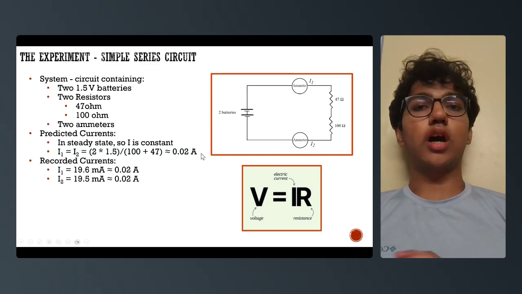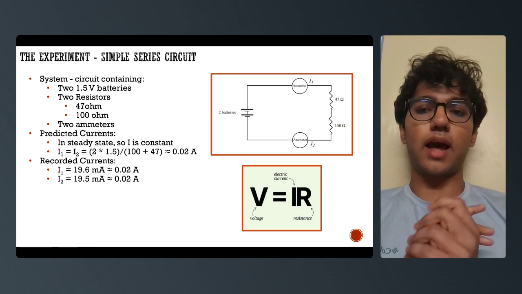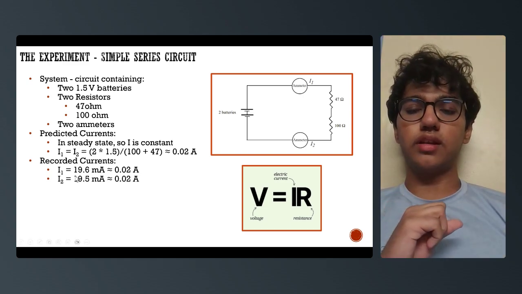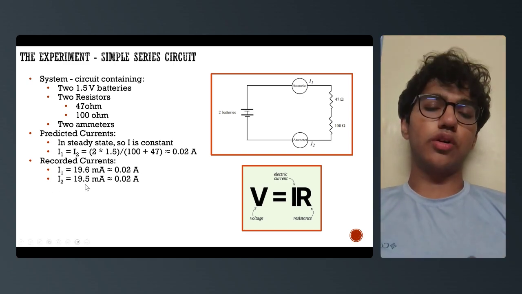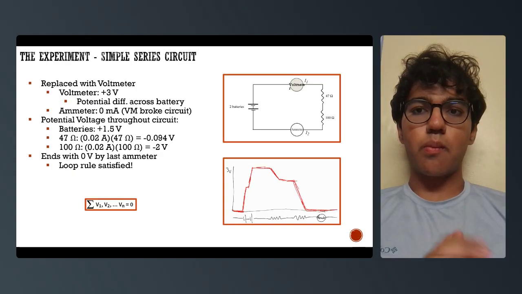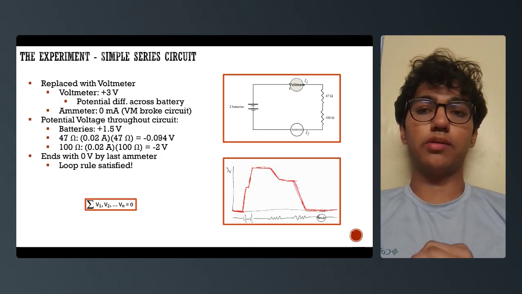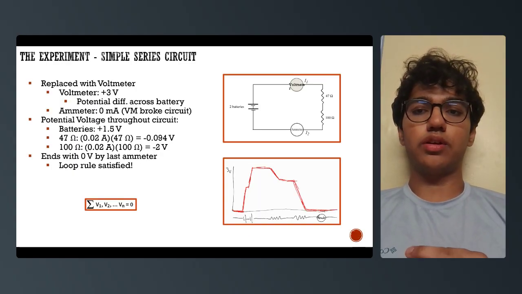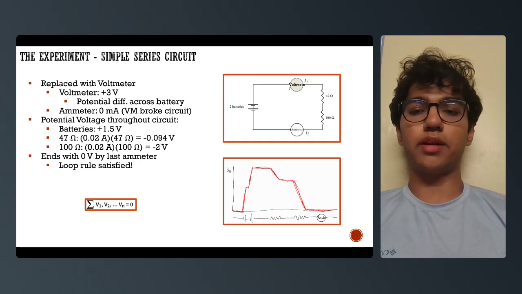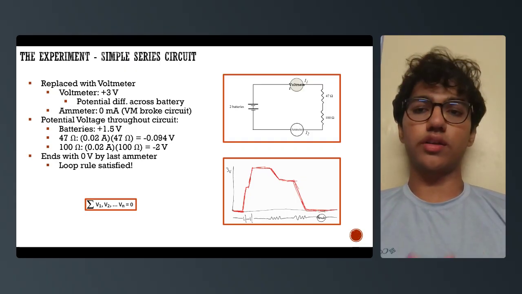The recorded currents we got when we actually did the experiment in lab were 19.6 and 19.5 milliamperes, which is really close to 0.02 amperes. If you replace the ammeter with a voltmeter, the voltmeter would read plus 3 volts, but the ammeter would read 0 milliamperes, right? That's just because the voltmeter creates essentially a short.